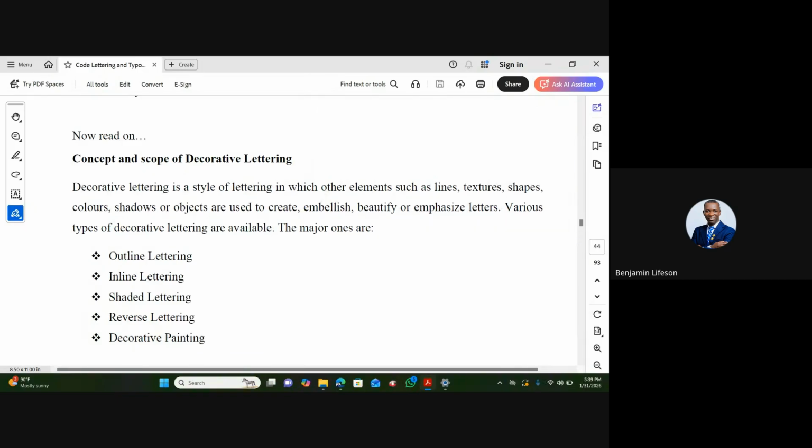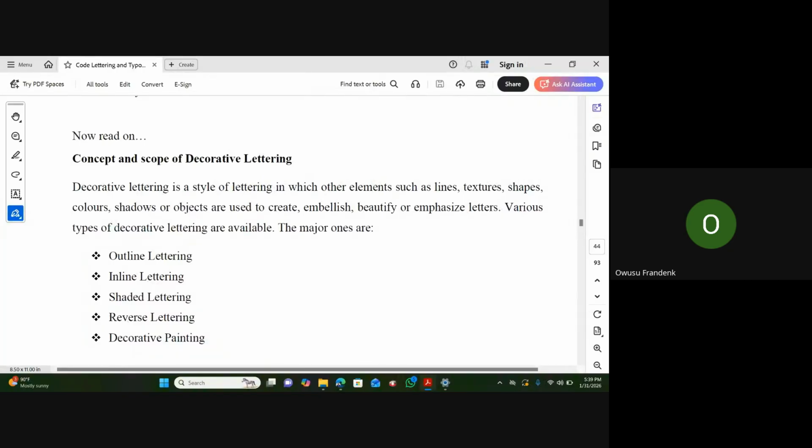All right, read quickly. Decorative lettering is a style of lettering in which other elements such as lines, textures, shapes, colors, shadows, or objects are used to create, embellish, beautify, or emphasize letters. Various types of decorative lettering are available. The major ones are outline lettering, inline lettering, shaded lettering, reverse lettering, decorative painting.